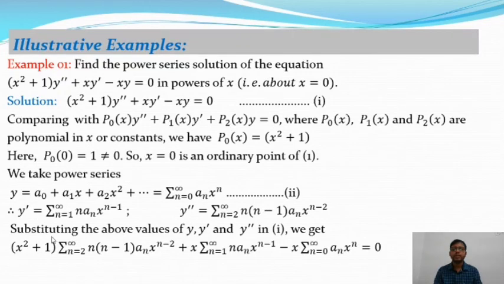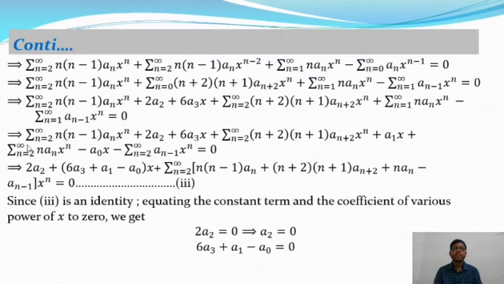Now substituting the above values of y, y' and y'' in equation 1, we get (x² + 1) times y'', that means summation over n = 2 to infinity n(n−1) an x^(n−2), plus x times y', where y' is summation over n = 1 to infinity n an x^(n−1), minus x times y, where y is summation over n = 0 to infinity an xⁿ, is equal to 0.